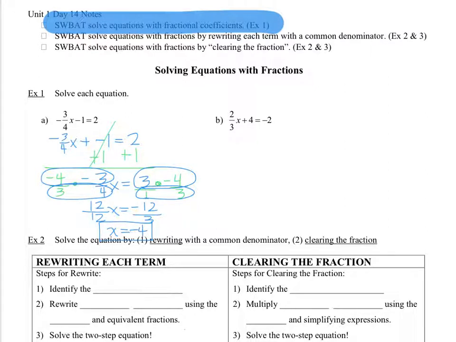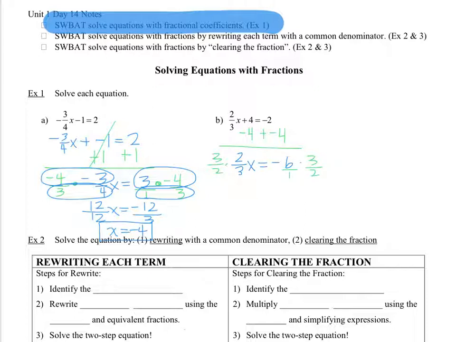Unlike the previous example, we don't have to rewrite with addition. We do need to think about how we get rid of the plus 4, so we can subtract 4 from both sides, or it's the same as adding negative 4, whatever feels more comfortable for you. We're left with 2/3x on the left-hand side, and negative 2 and negative 4 make negative 6. To eliminate the fractional coefficient, we're going to multiply by the reciprocal, 3/2.